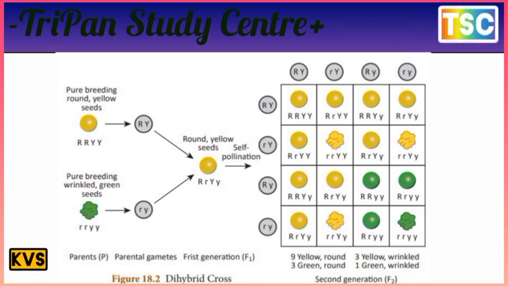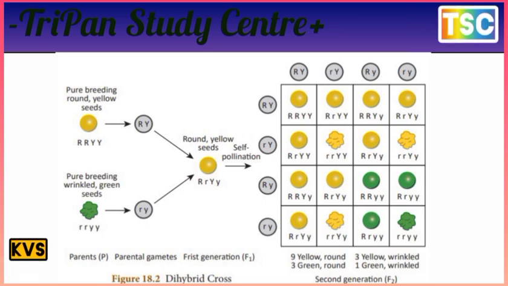And in the table on your screen, in the second generation F2, yellow round is 9, yellow wrinkled is 3, green round is 3, and green wrinkled is 1. That is important for the exam.